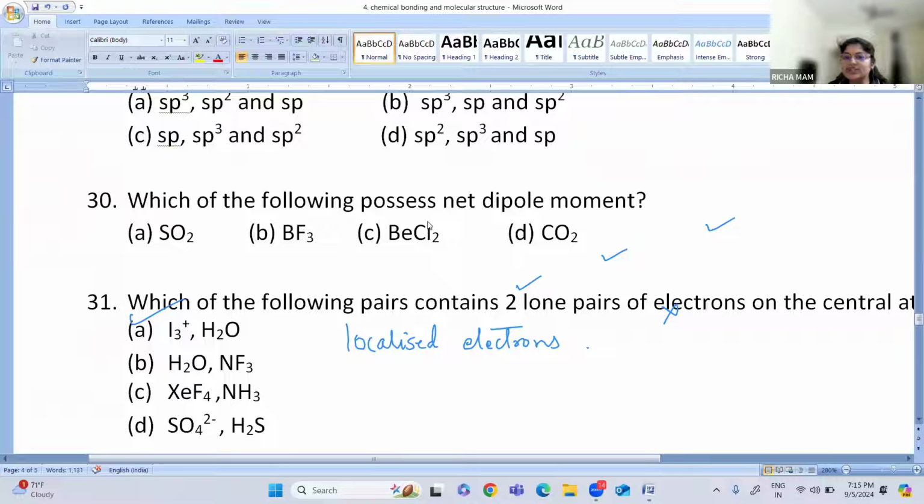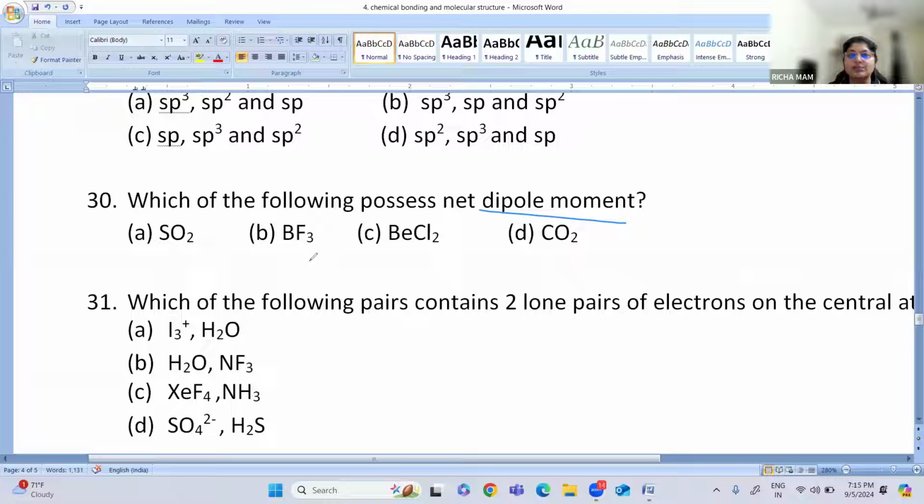Question 30. Which of the following possesses net dipole moment? A. SO2, B. BF3, C. BeCl2, and D. CO2. When they ask you about dipole moment, first you need to write the structures of the molecules.